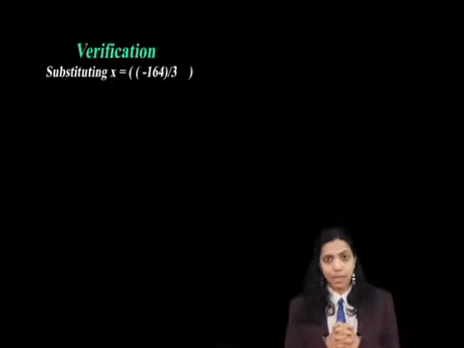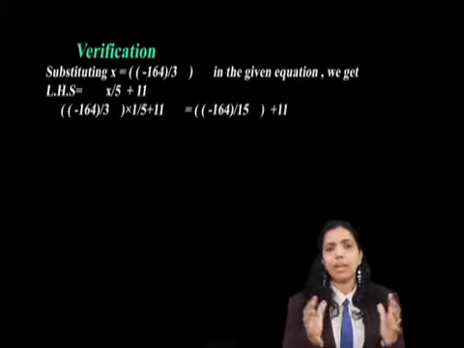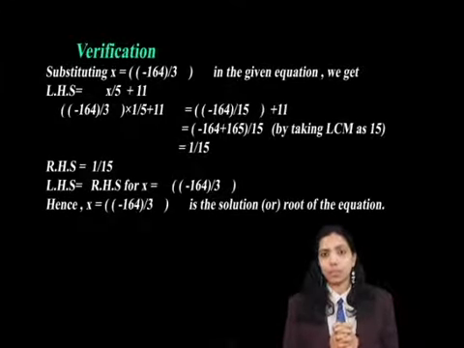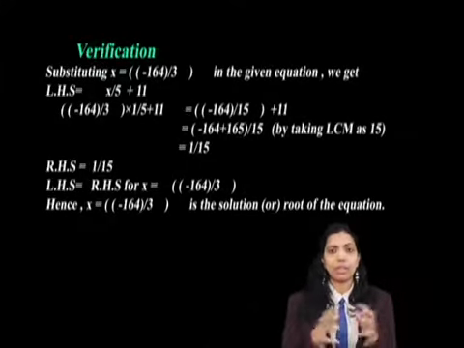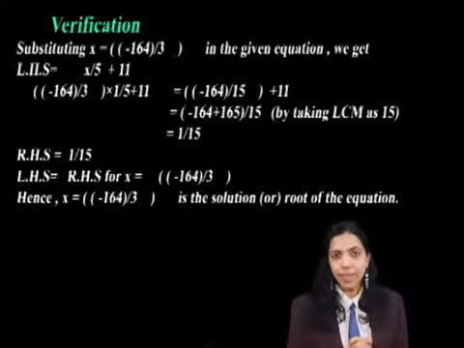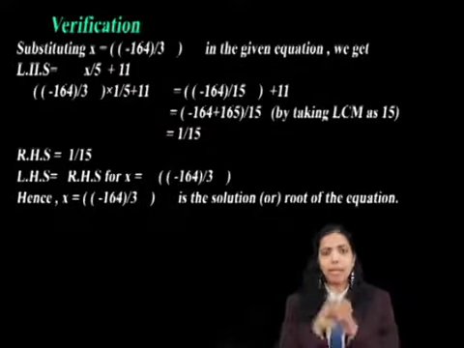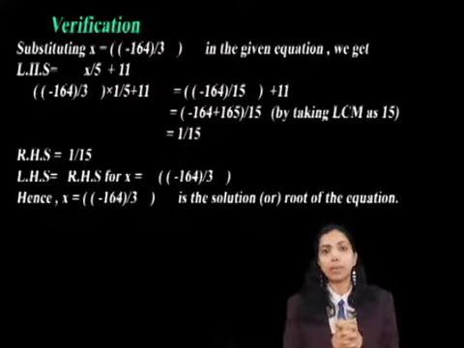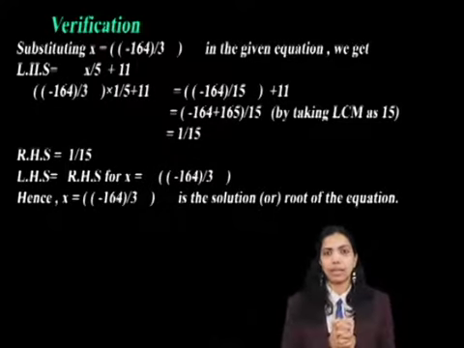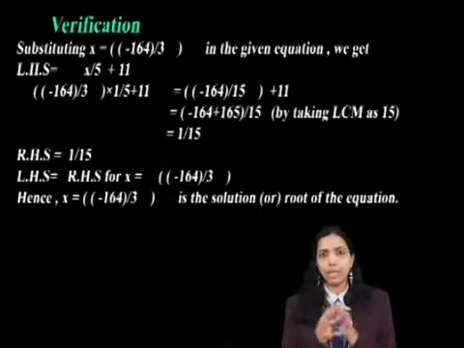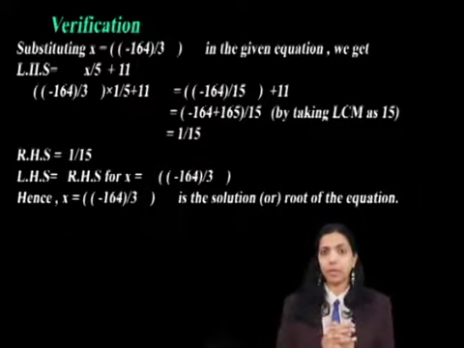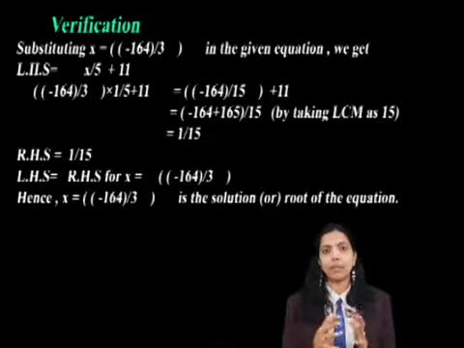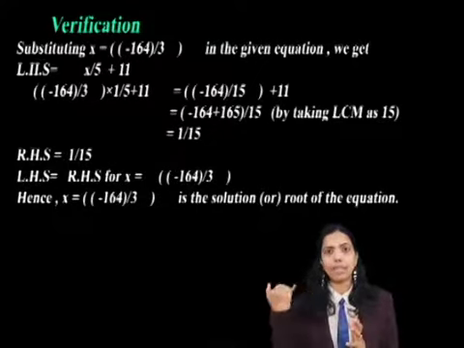But how can we check the result? Go for the verification. For the verification, we substitute the value of x that we got, minus 164 by 3, in the given equation. So the left hand side equals x by 5 plus 11. Substitute the value of x as minus 164 by 3, so minus 164 by 3 into 1 by 5 plus 11. For the product of fractions, we take the product of the numerators by the product of the denominators: minus 164 divided by 3 5s are 15, plus 11.